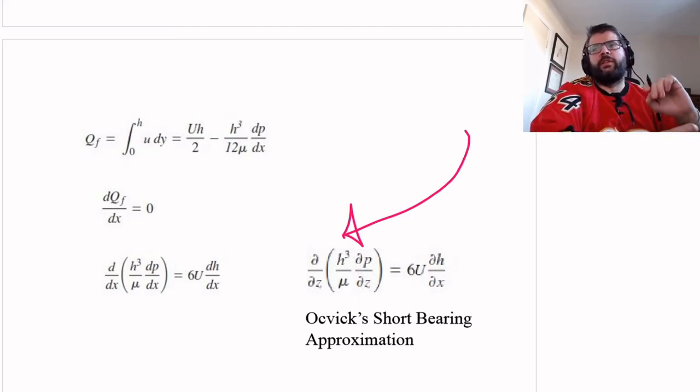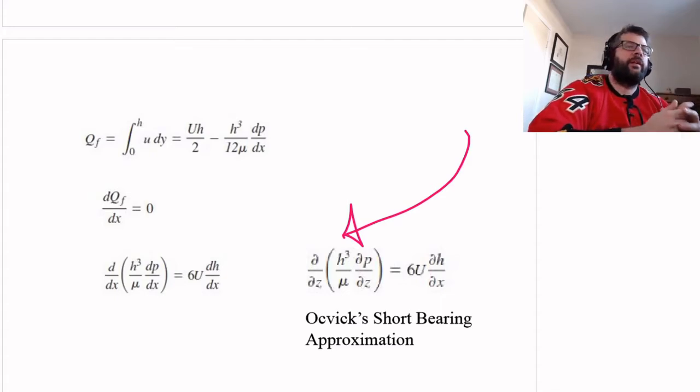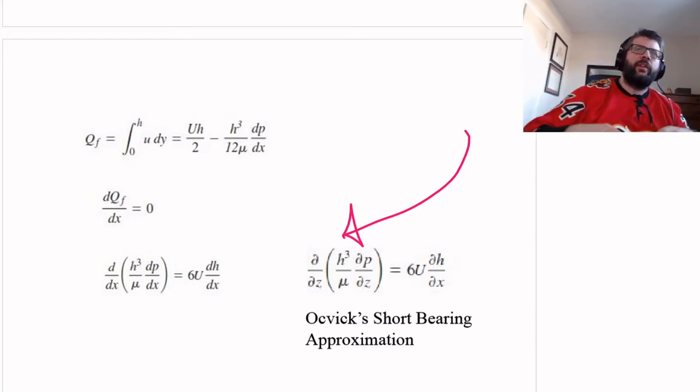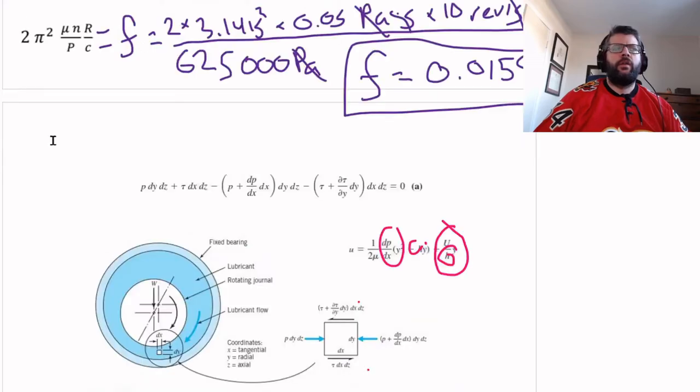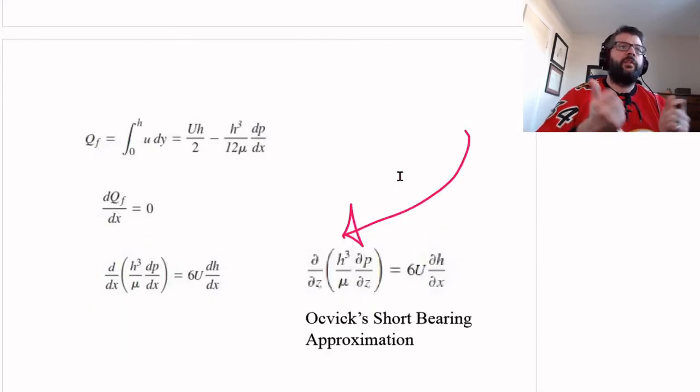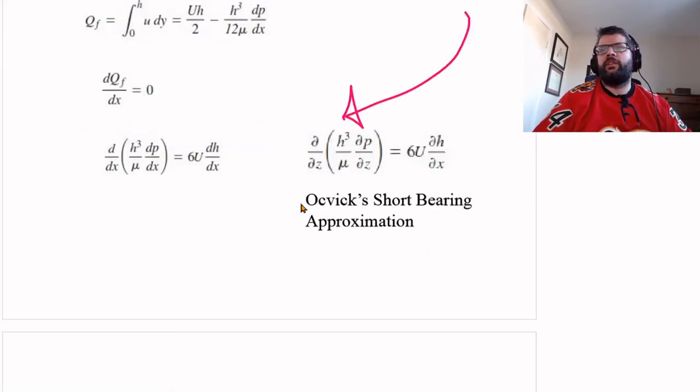The other assumption is Ocvirk's short bearing approximation, which is basically the opposite. That is basically assuming that of the fluid that enters from the top here, by the time it gets around, all of it leaks at the side. So we're assuming it's a very short bearing because all the fluid's leaking at the side. So that gives us different behavior.